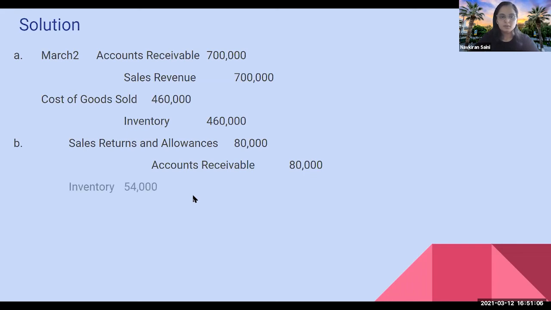And when the goods are returned, our inventory increases by the cost again. We are reversing the second entry, increasing the inventory, which is an asset. So that's why we debit inventory for 54,000 and credit cost of goods sold for 54,000, since we are getting the goods back.